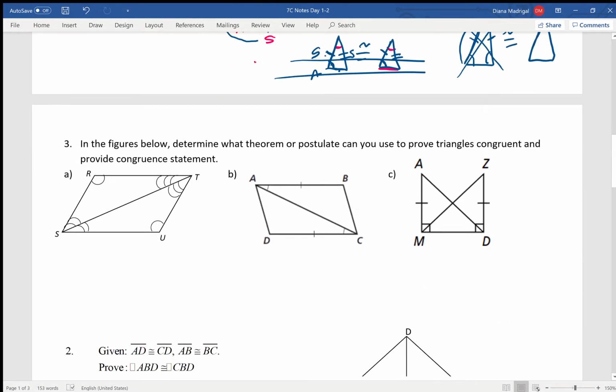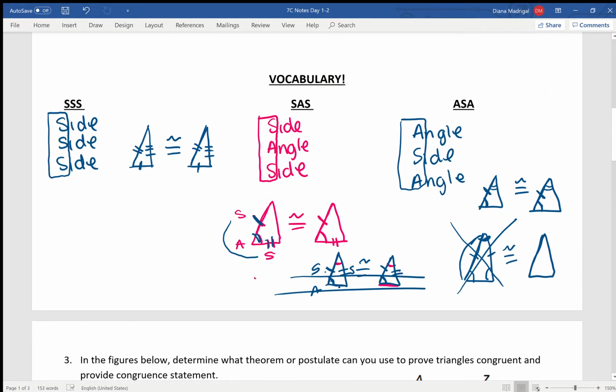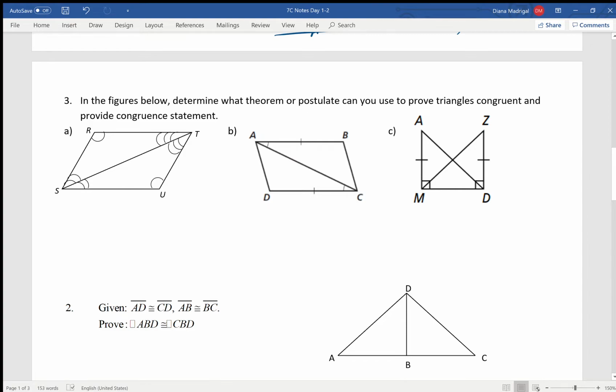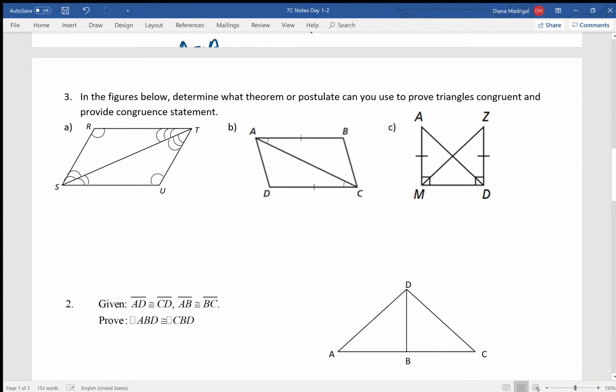So let's try number 3. We have to determine what theorem you can use to prove that triangles are congruent. So one of these theorems, right? The ones that we learned, SSS, SAS, or ASA, okay? Look at all the information they gave you. And this is gonna have theorems that we already learned. Remember the reflexive property, when A equals A, okay?